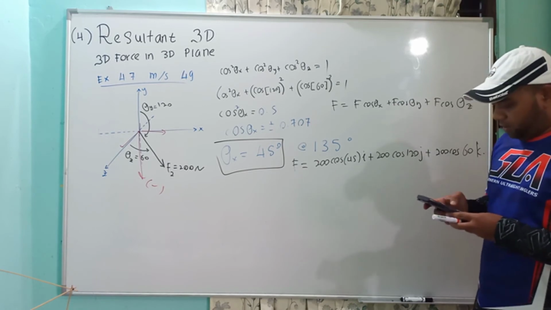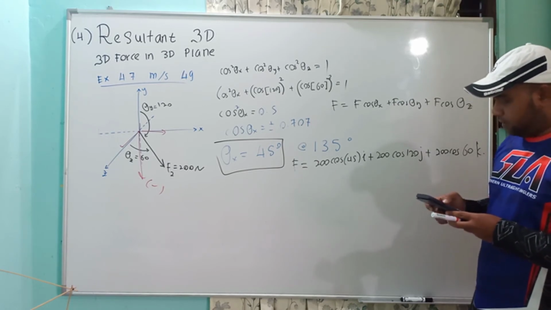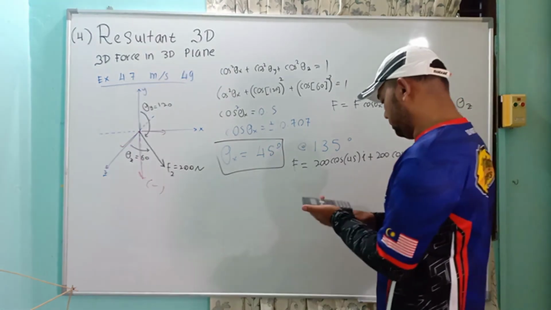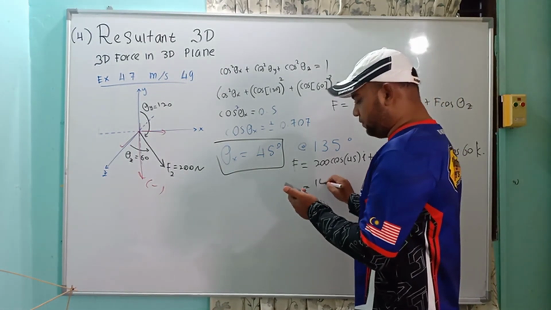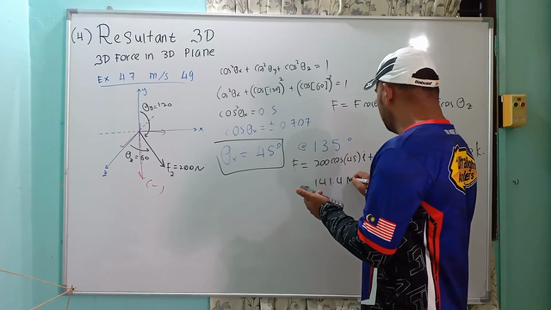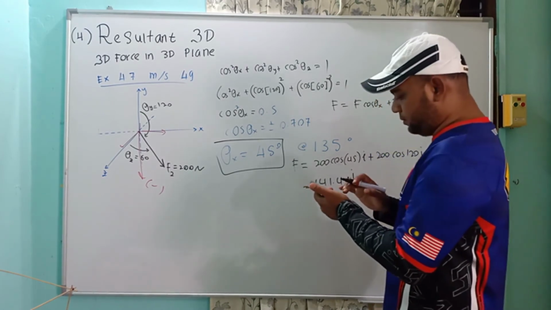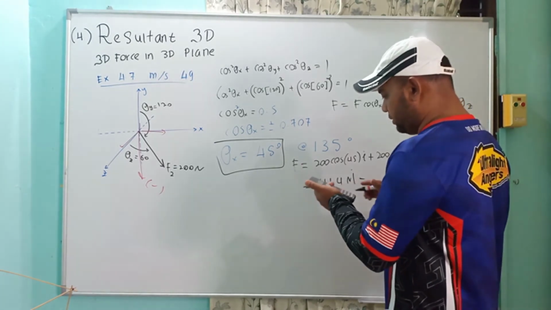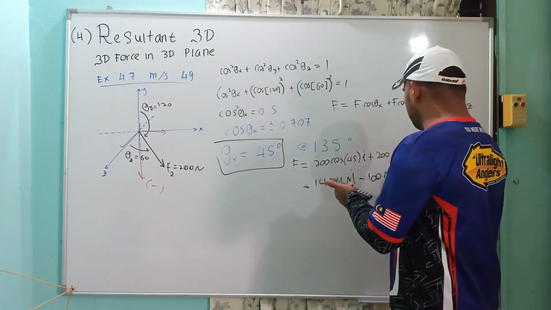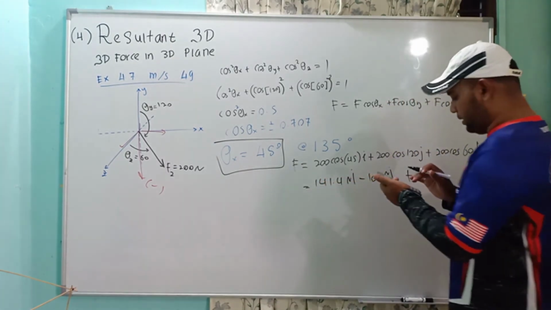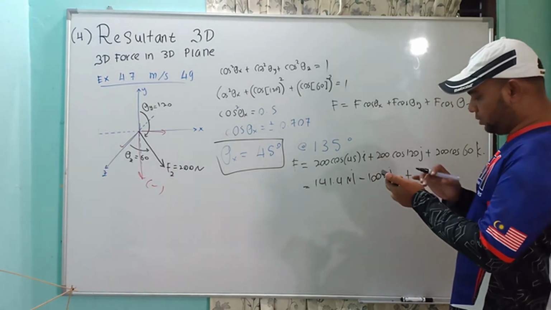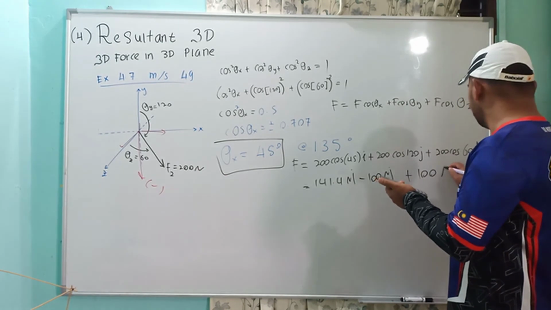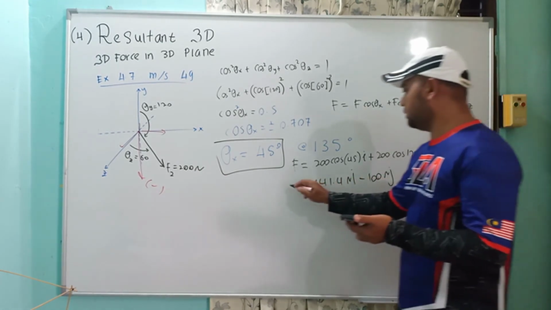So 200 cos 45 equals 141.4 Newton i, minus 200 cos 120, which is 100 Newton j, plus 200 cos 60, which is 100 Newton k.